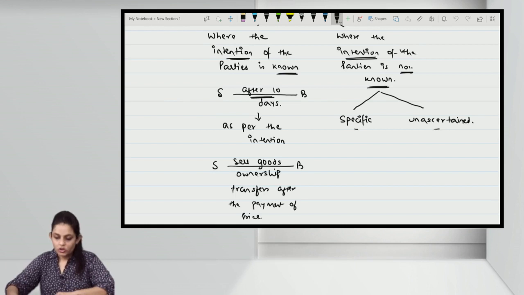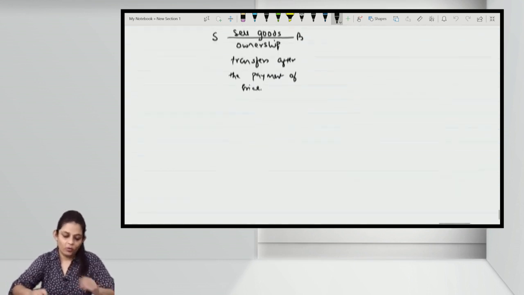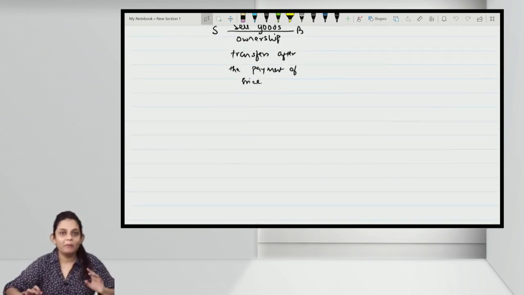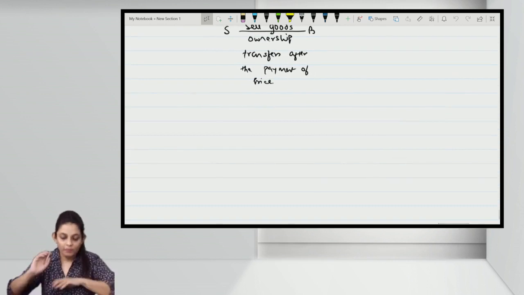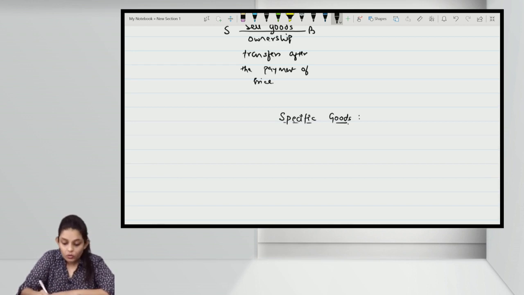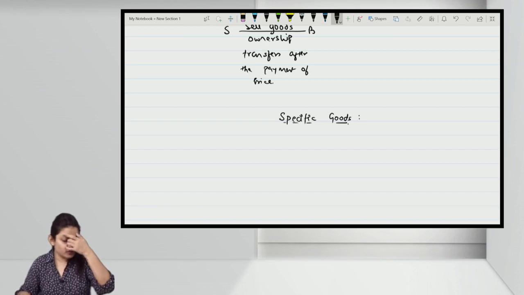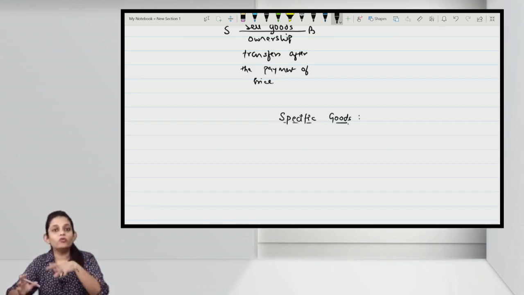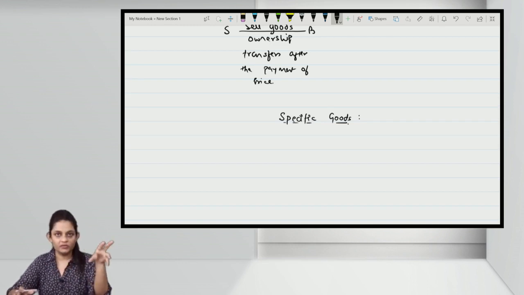Now, moving on to the specific and uncertain. Now, for 10 minutes, you can just keep down all your pens and everything and just listen to what I'm saying. Let us first talk about specific goods. When is the ownership transferred? This we are talking about when the seller and the buyer do not agree to anything as to the time of transfer of ownership. In this topic, the seller and buyer have no contract as to when the ownership will be transferred.